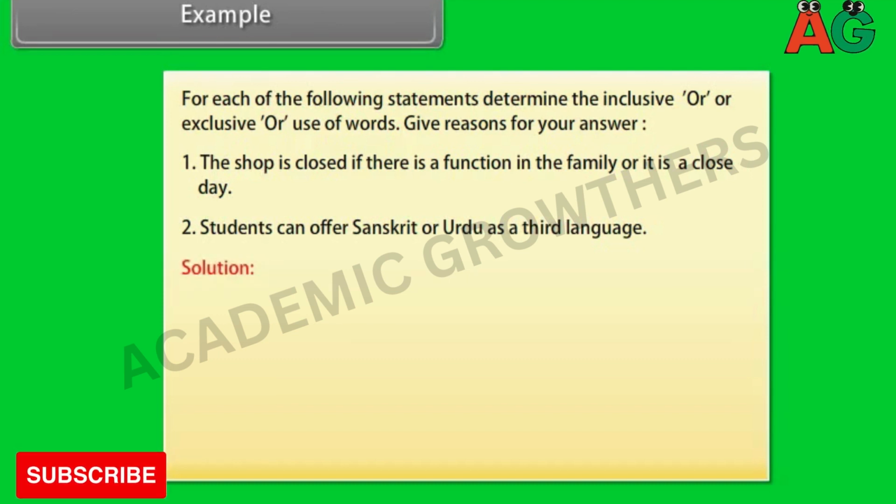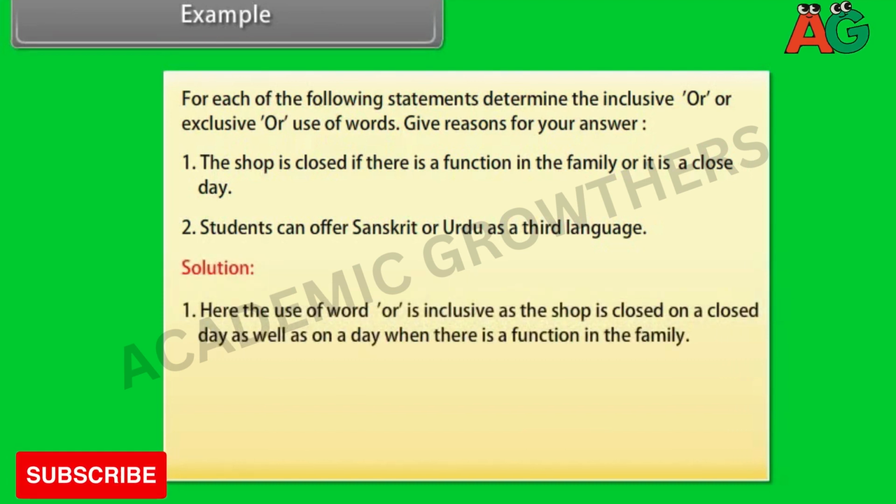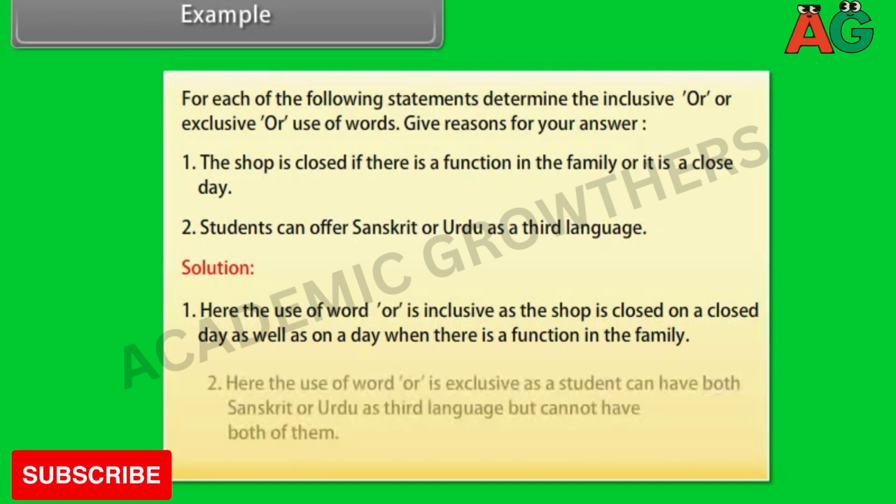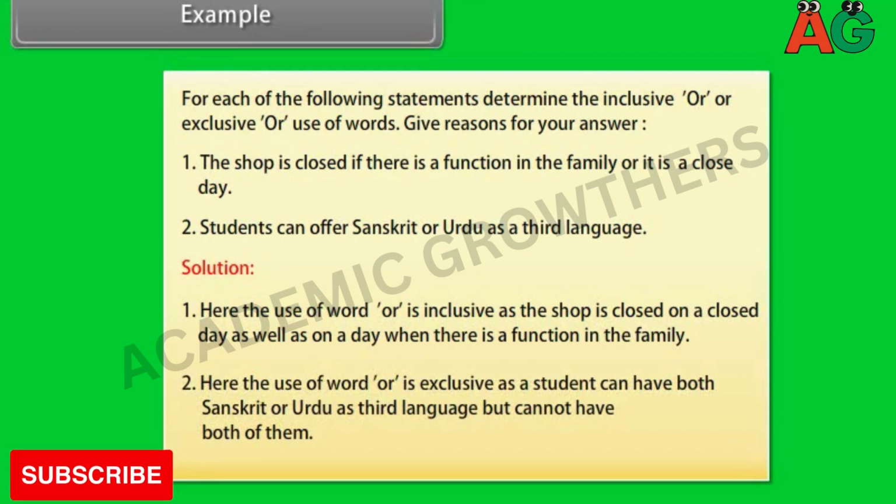Solution: 1. Here the use of the word "or" is inclusive, as the shop is closed on a closed day as well as on a day when there is a function in the family. 2. Here the use of the word "or" is exclusive, as the student can have either Sanskrit or Urdu as a third language but cannot have both of them.